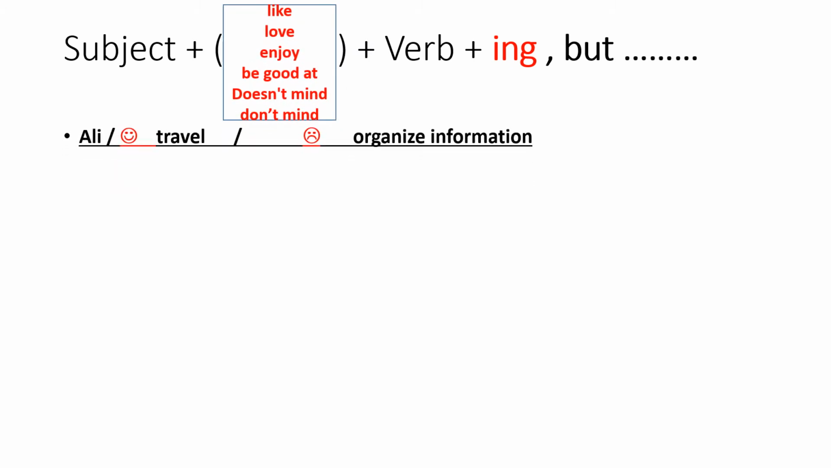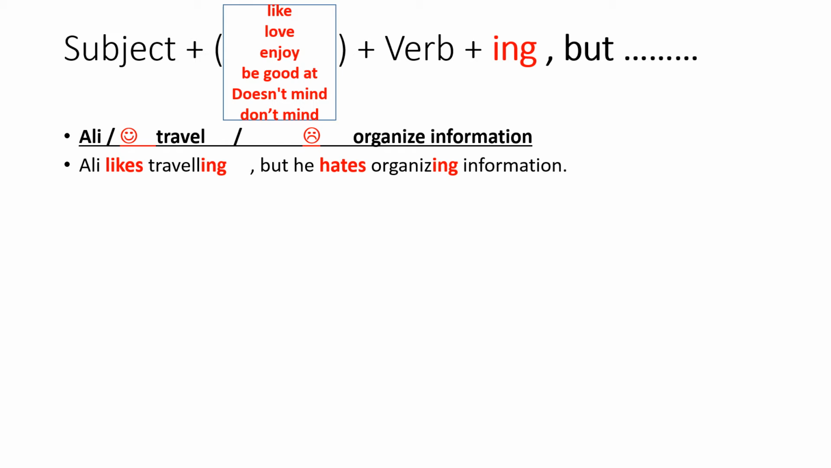Let's practice another exercise, or see the rule again. Look at this sentence. Ali, happy face, travel, sad face, organize information. Happy face is positive. So here you have to put the words in red instead of the face, like this. He likes, then you put the word travel, traveling. Then you put a comma, but he hates organizing information.